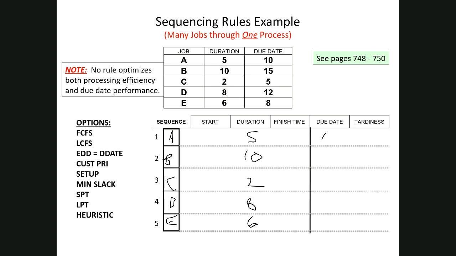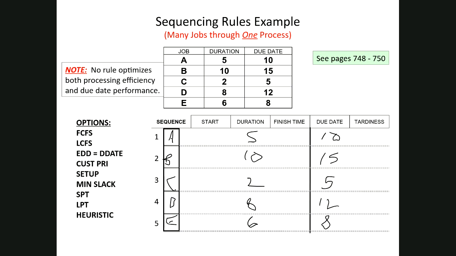The due date is 10 for A. It's 15 for B. It's 5 for C, 12 for D, and 8 for E. So now we want to evaluate within this table. We want to evaluate whether it meets its deadline, and if it doesn't meet the deadline, how tardy it is.